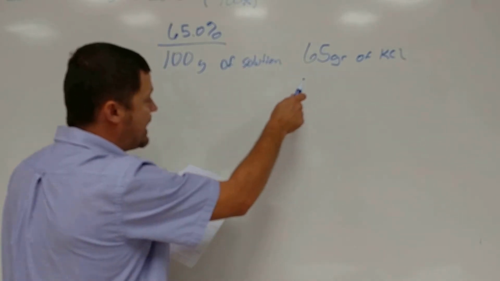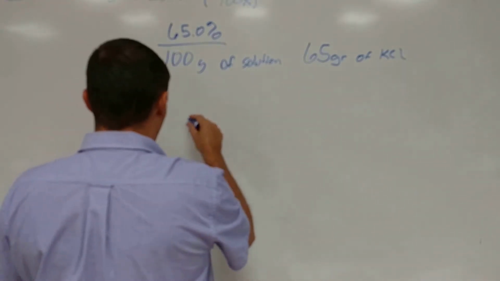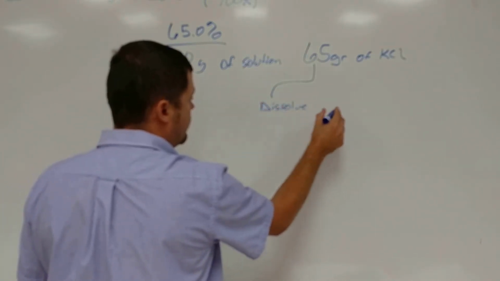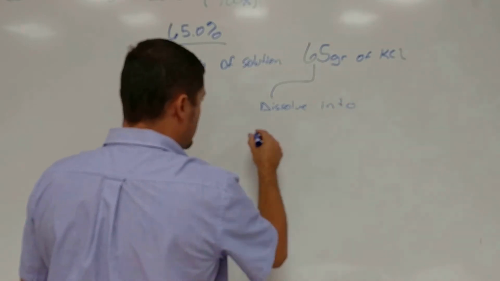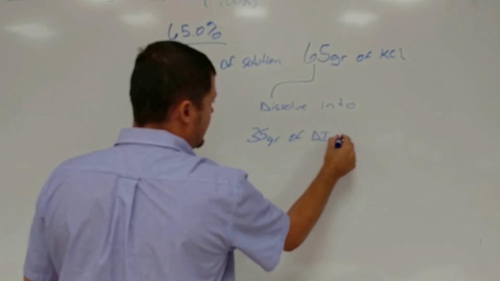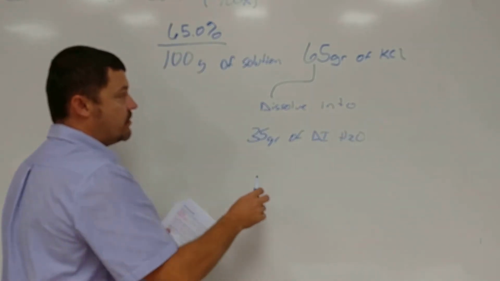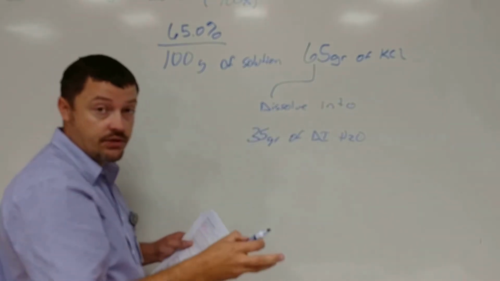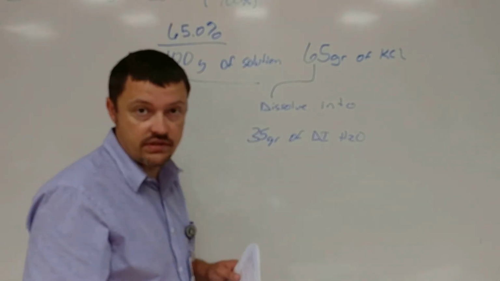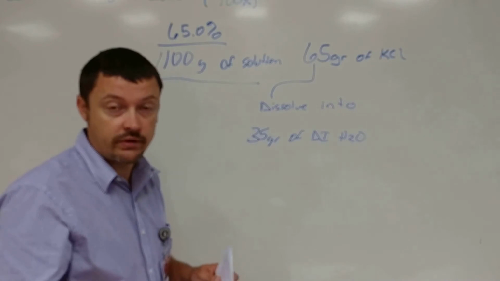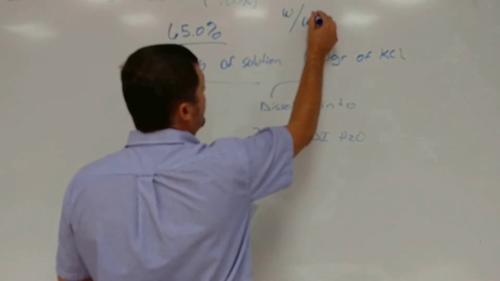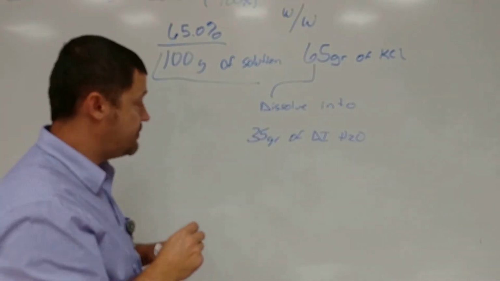So now if you were going to actually make this, how would you finish that off? So you're going to dissolve this into 35 grams of DiH2O. So you would have to weigh out your potassium chloride, weigh out your water, add those together, and then that's going to give you your 100 grams of solution. Okay, so that would be your final working reagent. All right, so that is a weight over weight, as it's designated in that fashion.